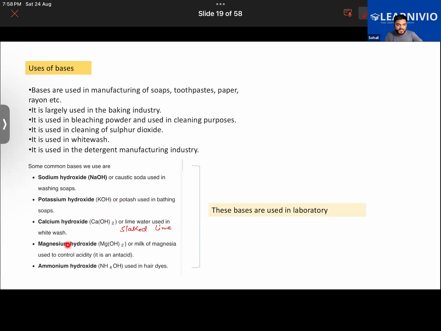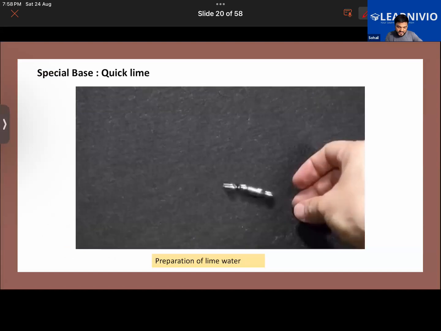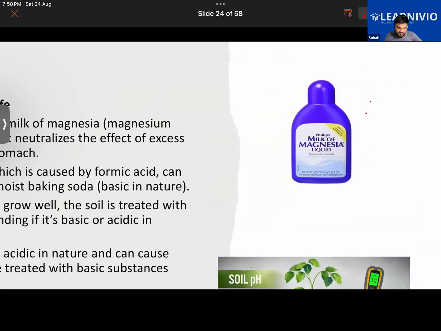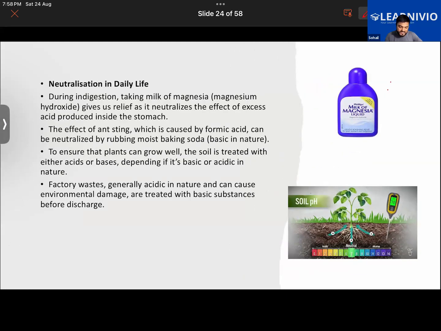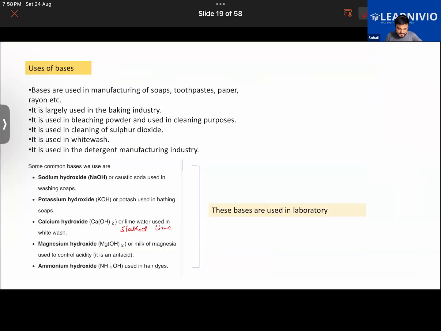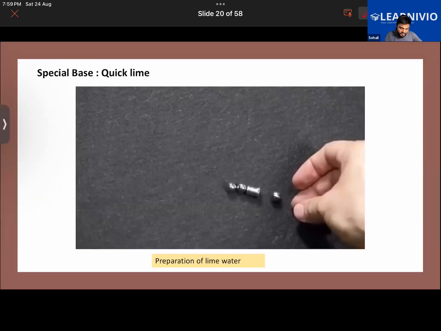Furthermore, this magnesium hydroxide. As a kid, sometime you would have been given this medicine, I believe. Milk of magnesia. When someone suffers from indigestion or acidity, this milk of magnesia is given. And by the way, milk of magnesia is a weak base. So these are some of the bases used to carry out various experiments in the laboratory. I have just given you a few examples, although there are many more.